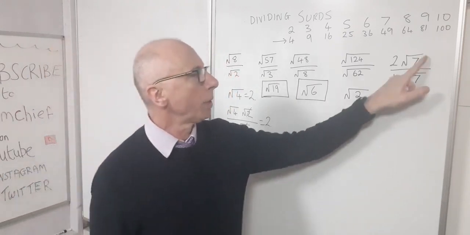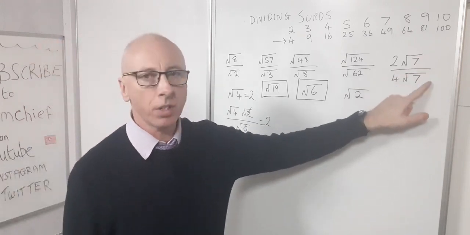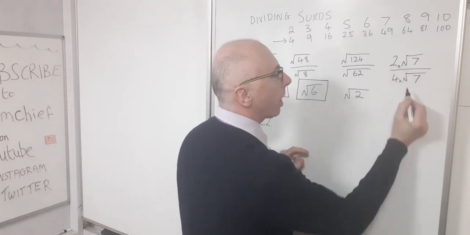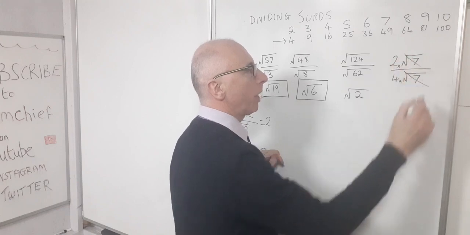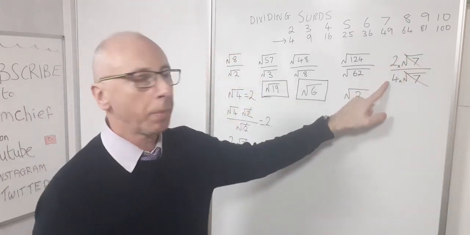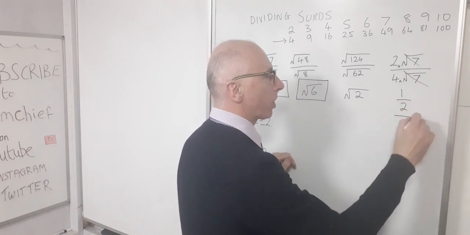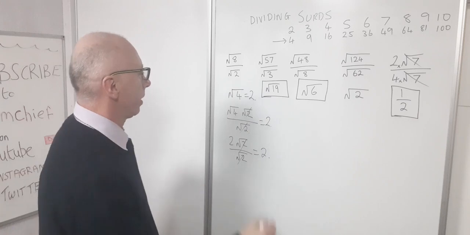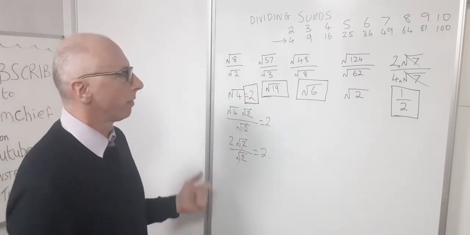Okay, what about this one? Well, straight away I've got square root of 7 on the top and the bottom, and as there is an imaginary multiply sign here, I can cancel these out straight away. So they will disappear, and then 2 divided by 4, that is just a half. So then I end up with my fraction as my answer, which is a half. Okay, so therefore these are my answers that I'm going to submit.